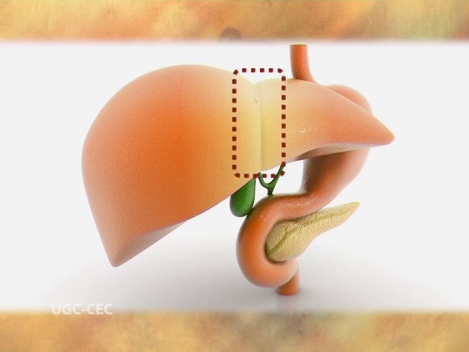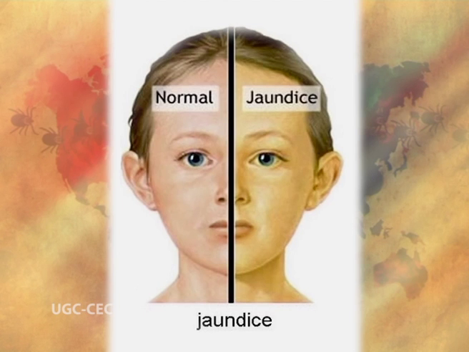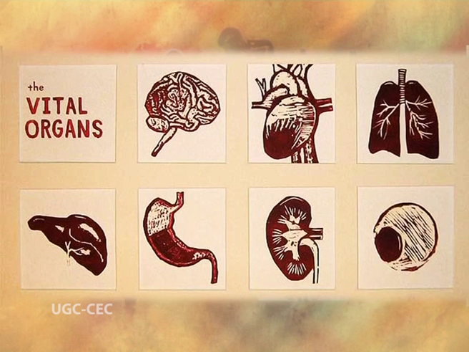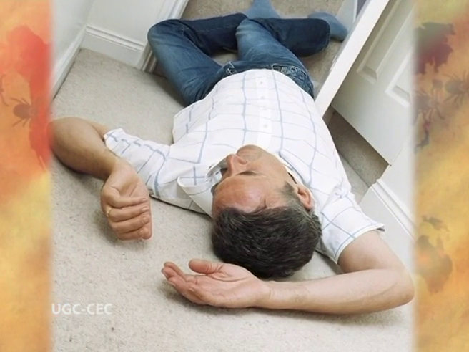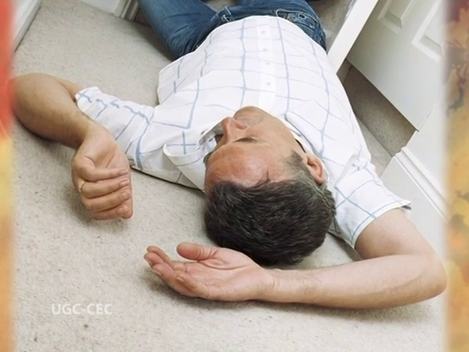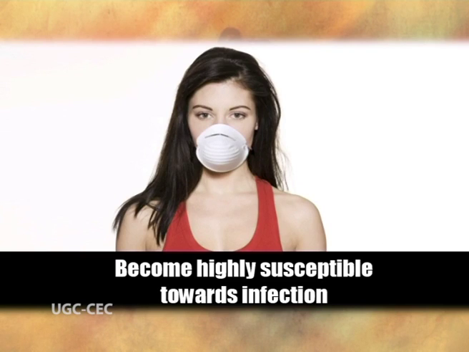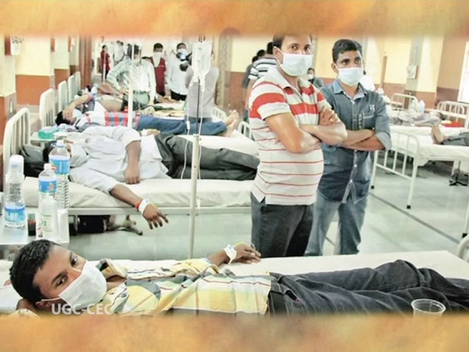When liver function declines, the skin and eyes become yellow, a condition known as jaundice, and the body's ability to form blood clots is compromised. Difficult to control bleeding may occur from areas such as the intestines. Damage to the heart, brain, and other vital organs can cause shock, coma, and increased susceptibility to bacterial infections. If a person survives a severe infection, it may take several months to fully recover.